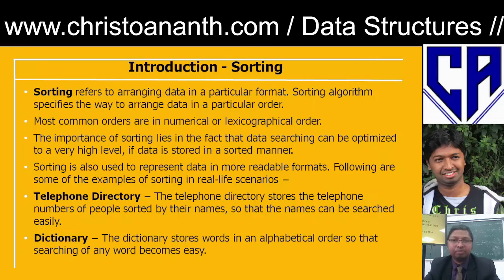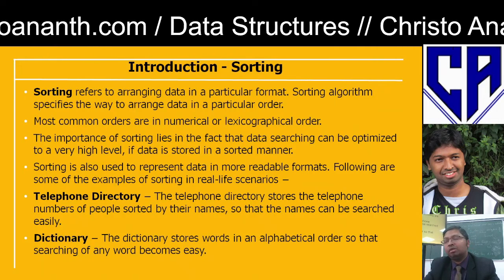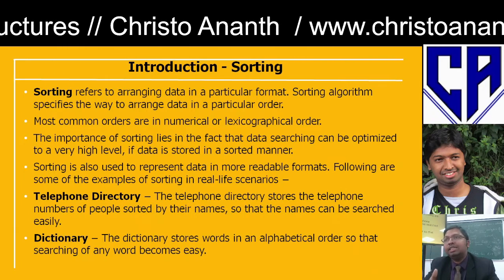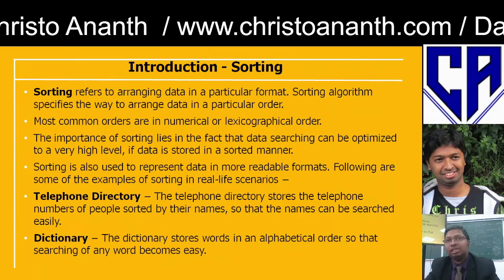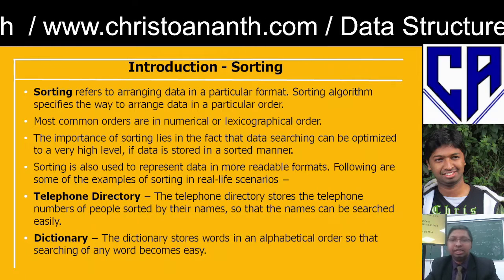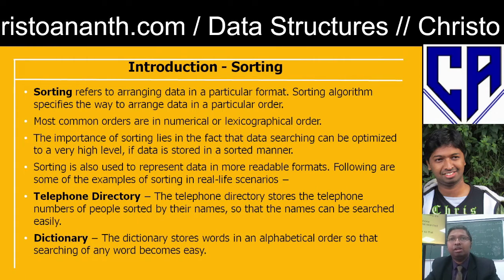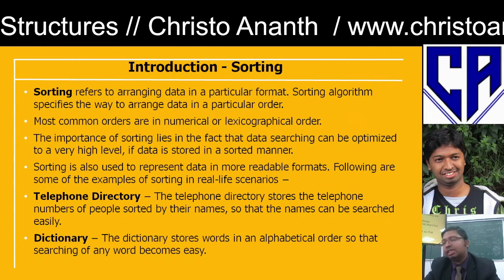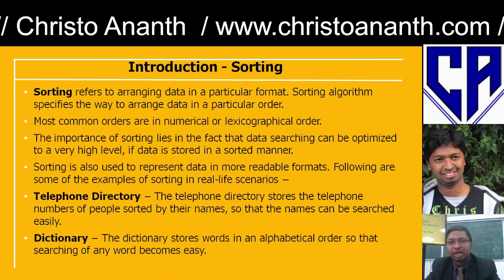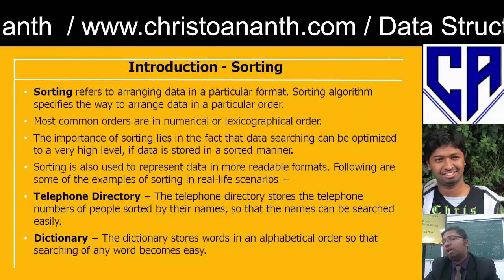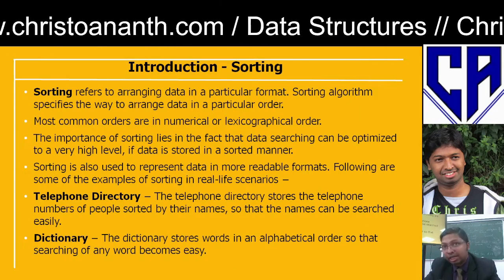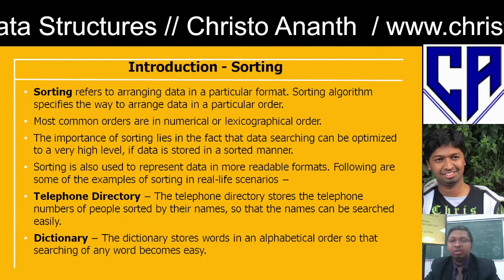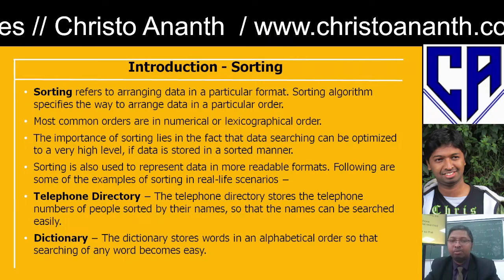So this is sorting. The meaning is actually arranging. Sorting means arranging. You are going to arrange the data in a particular format. Maybe you can arrange numbers, or maybe you can arrange names in alphabetical order, maybe ascending order, or maybe descending order. So here the data searching can be optimized to a higher level if you already arrange the data in a sorted manner. With sorting, you can represent data in many readable formats.